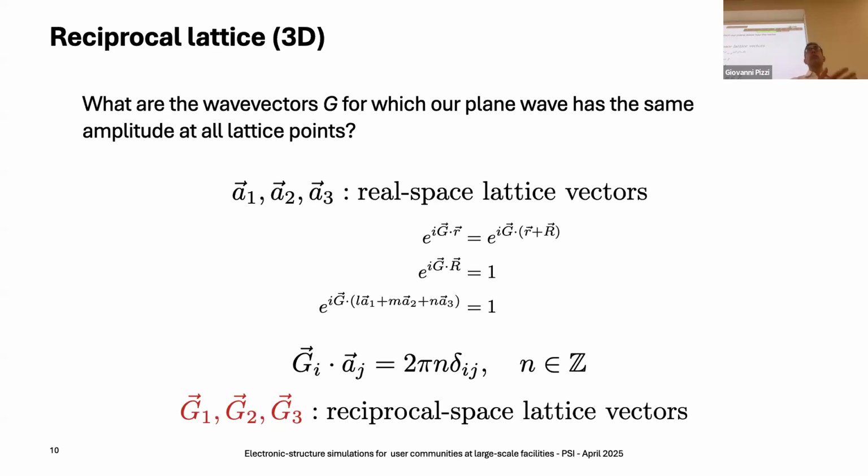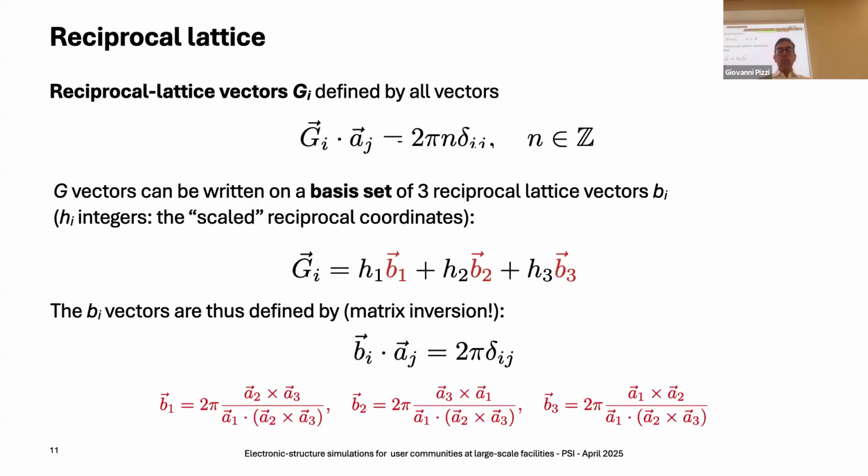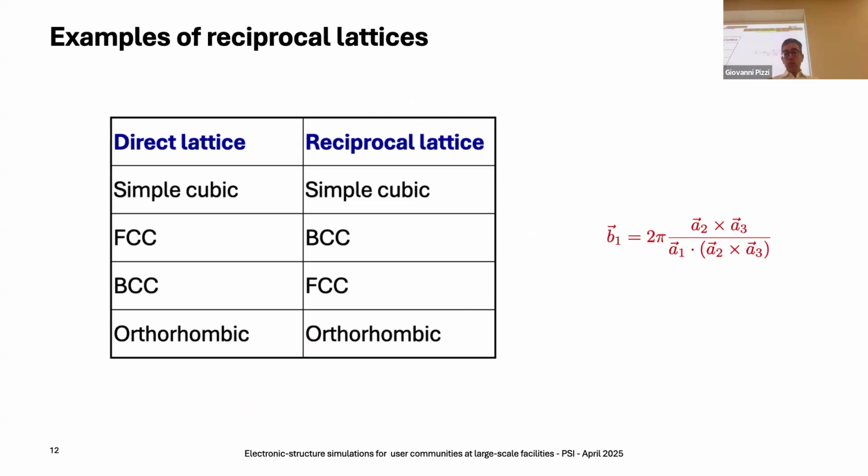So in real space, you have a simple cubic lattice. This, for instance, will form a simple cubic lattice also in reciprocal space. You can write down these red expressions if you want to obtain these vectors explicitly. And again, as I said, if it's simple cubic, you get simple cubic. But it's not always as trivial as you might think. If you have an FCC real space lattice, the reciprocal lattice is BCC and vice versa.